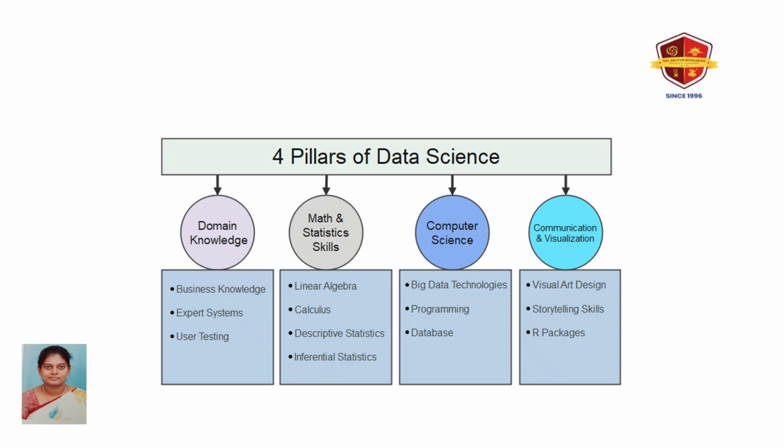Next are the pillars of data science. First one, the domain knowledge, which includes business knowledge, expert systems, and user testing. Next is math and statistics skills, all the mathematical and statistical skills. Next is computer science, where they will learn about big data technologies, programming, and databases. Next is communication and visualization, which includes visual art design, storytelling skills, and art packages.